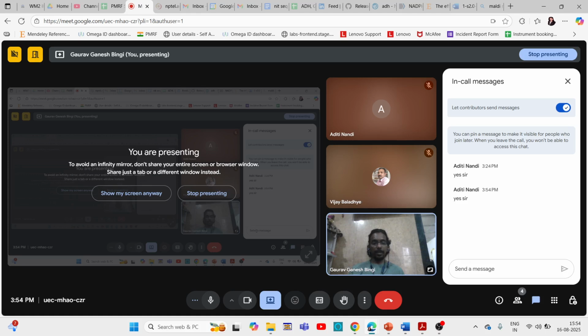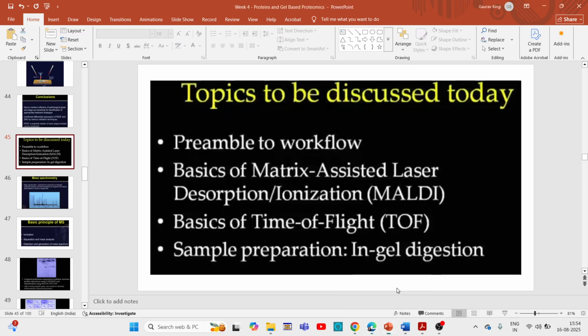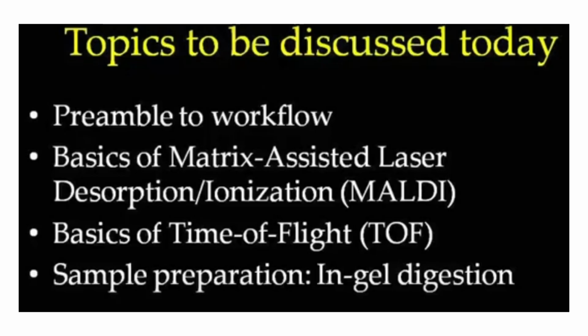Yeah. So that's what DIGE is about, what sir discussed. And as I said, to make it more accurate, we can also do MALDI-TOF in order to identify one specific protein accurately.